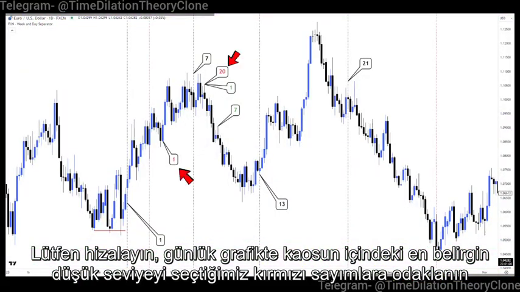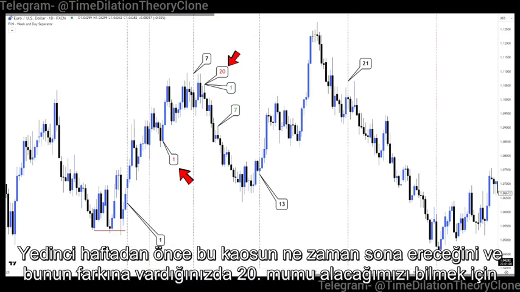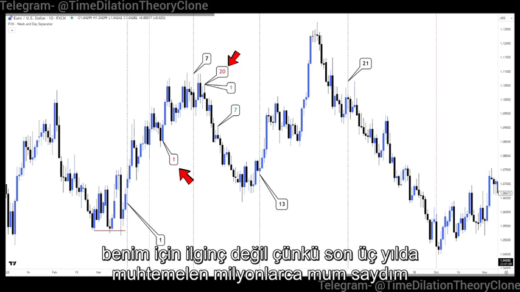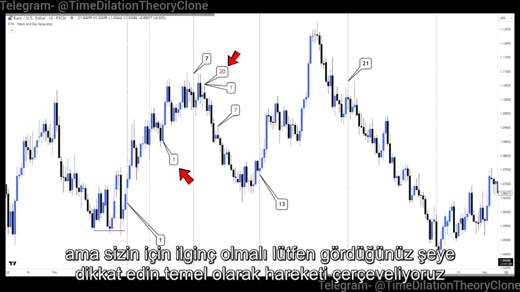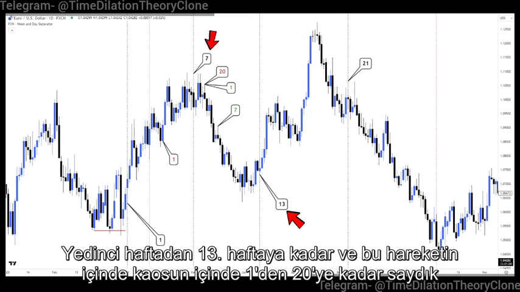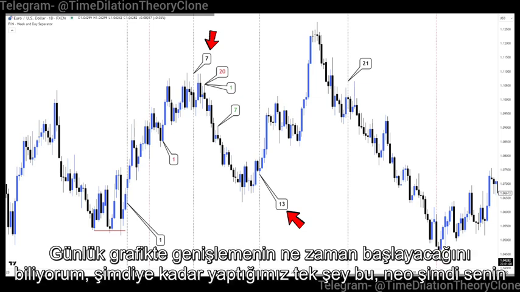We pick the most obvious low on the daily chart inside a chaos, before the 7th week, to know when this chaos will end. And we get the 20th candle, as you realize. This is not interesting for me, because I've probably counted zillions of candles so far in the last 3 years, but it should be interesting to you. Please note what you see. We basically framed the movement from the 7th week to the 13th week, and inside of this movement, we've counted from 1 to 20 inside the chaos to know when the expansion will begin on the daily chart. That's all we've done so far, Neo.